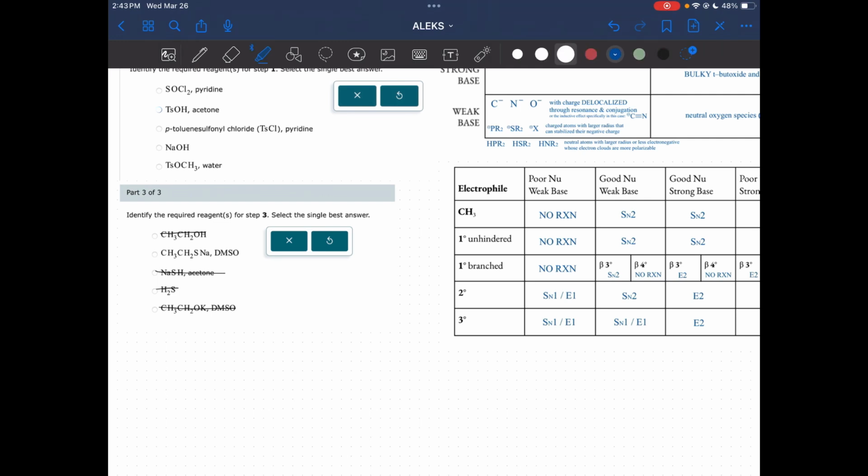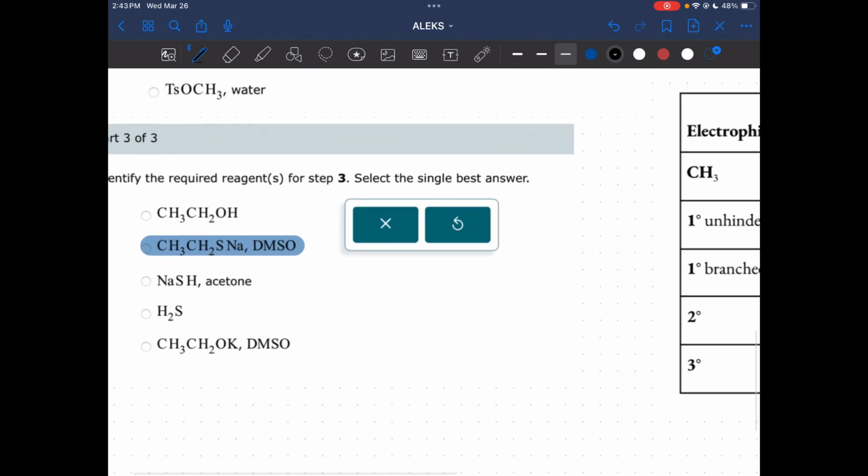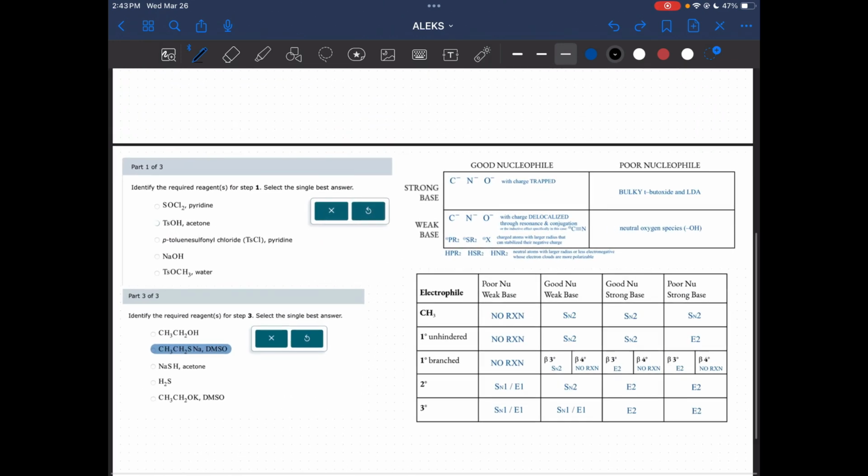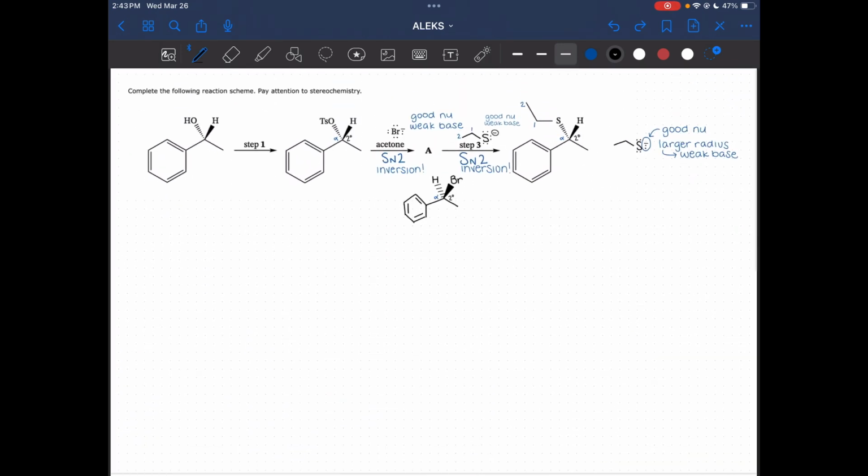I'm going to go ahead and highlight it, actually. That leaves us with our answer. And we can see here, this would split in solution. That would just be the counter ion of sodium. And we'd be left with S minus connected to those two carbons that we need. So we're basically done now with step 3 and our molecule A.